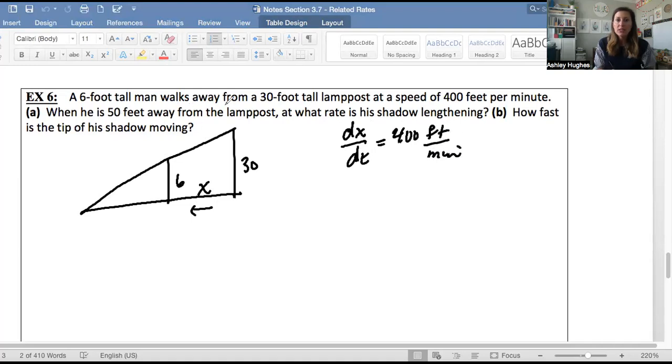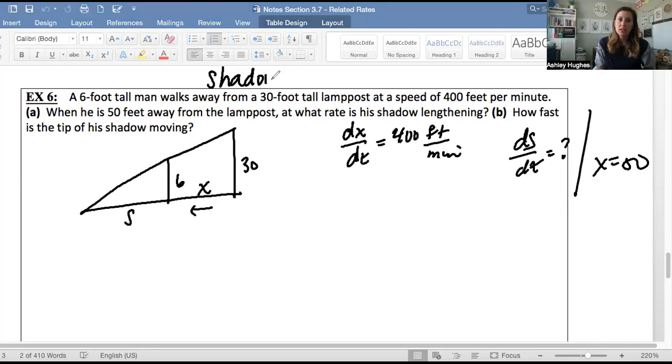When he is 50 feet away from the lamppost, at what rate is his shadow lengthening? I'm going to call this S for shadow. So we're looking for ds/dt when he is 50 feet away. How fast is the tip of the shadow moving? Anytime you have a shadow problem, I always told my kids, shadow is similar triangles. And it's really important that you use the whole length.